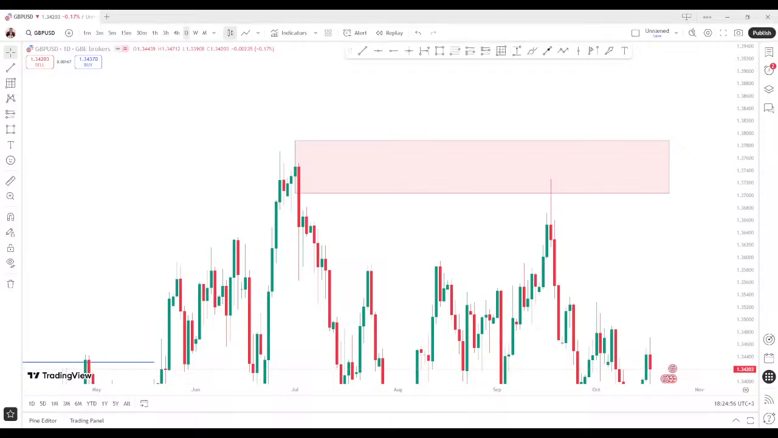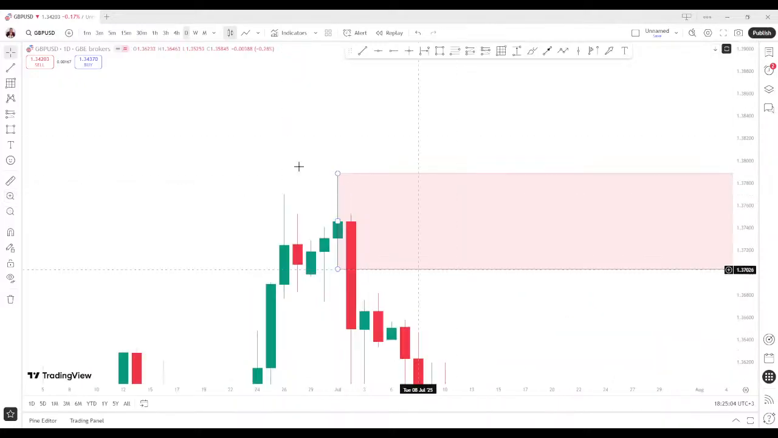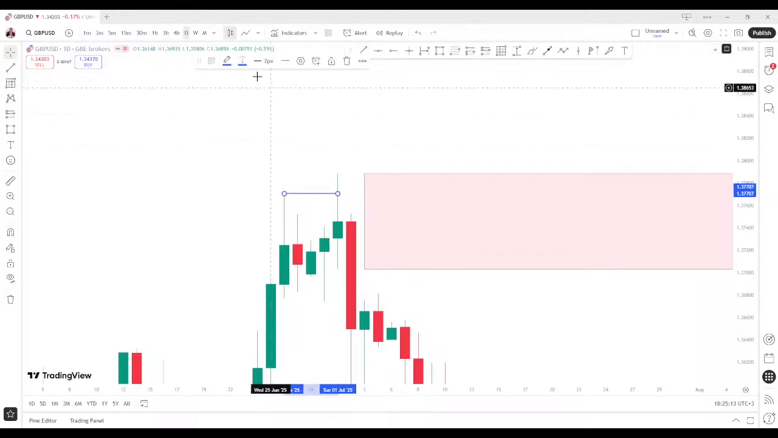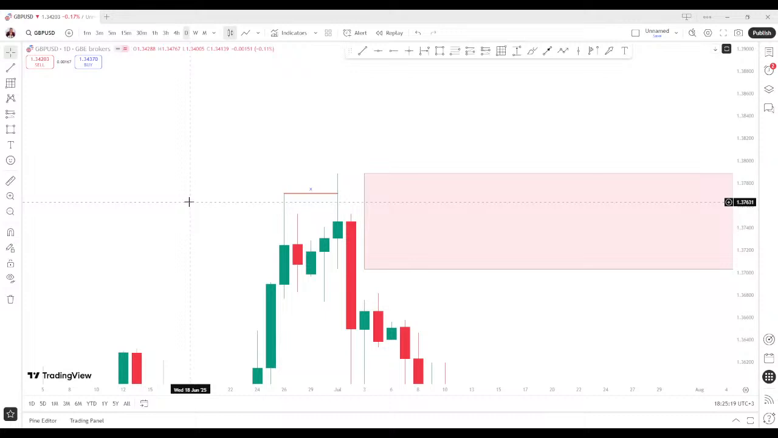Yes, liquidity. So the first thing we need to look at, has the market swept liquidity? I want you to look at this. Let me move this a bit so that you can see. Can you see this one here? This is liquidity that has been swept.